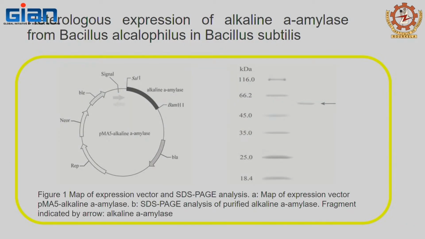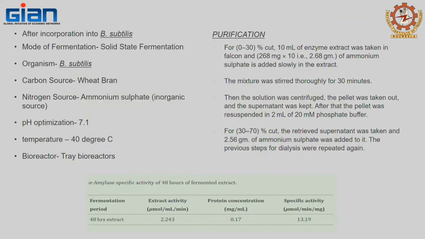Change the slide, please. So this is the vector design. As you can see, our alkaline alpha amylase is between the 2 restriction enzyme sites. We have incorporated the sticky ends and it was ligated into the vector. The right-hand side figure shows an SDS-PAGE diagram in which the arrow indicates a 56 kilodalton protein, which confirms that our crude has the alpha amylase in it. So it covers the upstream process, and the downstream processing will be explained by my partner Vishal.